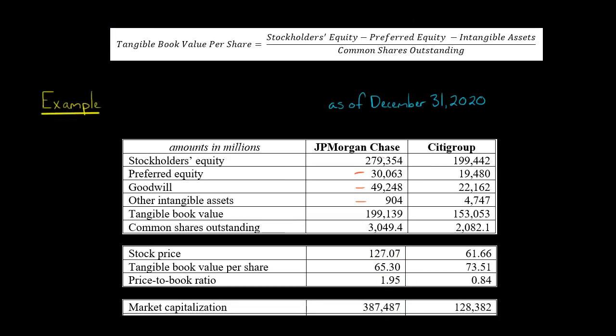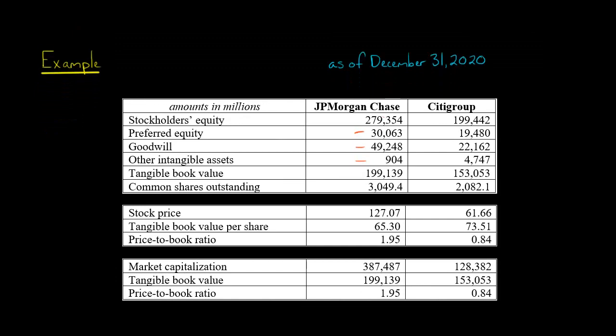Now, if you were to instead do the other method that I talked about, where you take the market cap and divide it by the tangible book value, so this number divided by this, you also get 1.95. So again, whichever method you use, you're going to end up with the same price-to-book ratio.